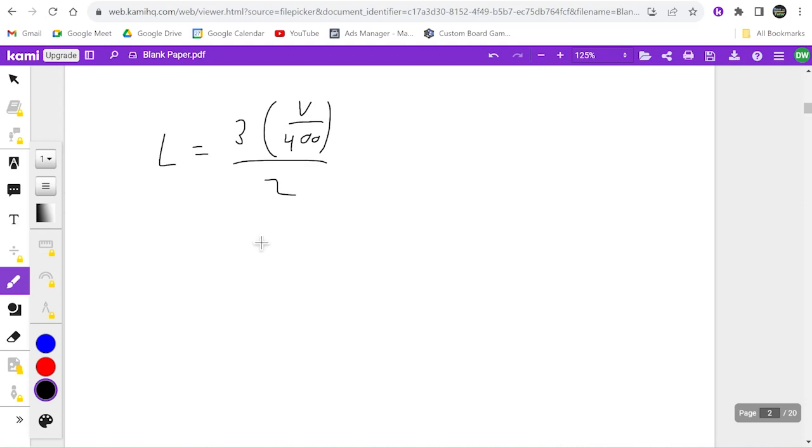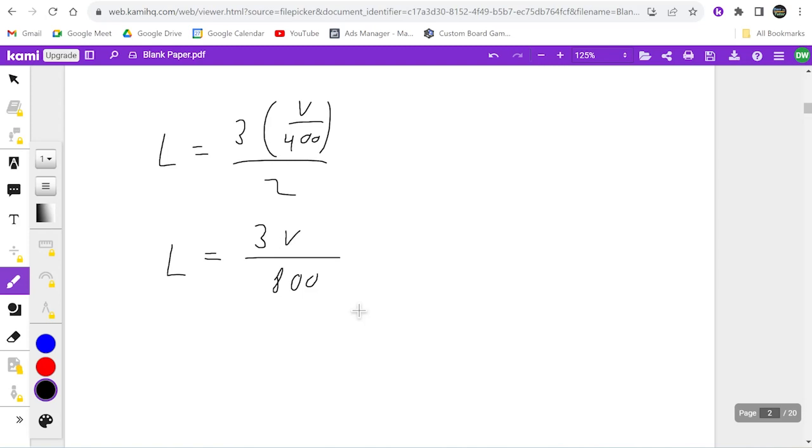Now this looks pretty ugly, that's because it is. But the good news is for the numerator, I can have 3v. And in the denominator, I can just multiply 400 times 2 and I get 800. So L equals 3v over 800. Any questions so far? I know I don't know what the velocity is, but it doesn't matter because I'm just comparing the three different results between both ends open, both ends closed, and one end open, one end closed.